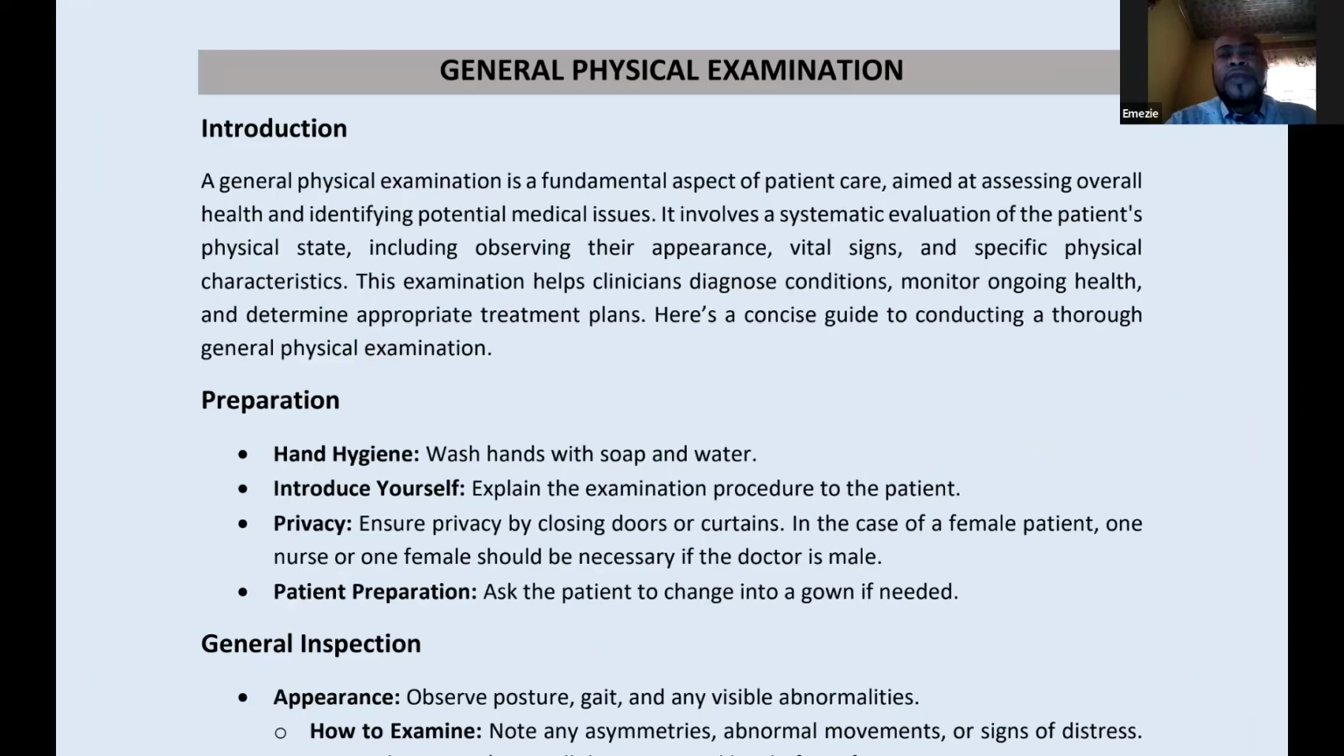Okay. So general physical examination is a fundamental aspect of patient care, assessing overall health and identifying potential medical issues. So it is very important. These examinations are very important because I must tell you, in some patients that will come to you as a paramedical personnel, as a physician assistant, or as a nurse, you may not be able to pick any tangible history. That is the truth. You will ask a patient or patient relative, sir, ma, what is the problem? He says, I don't know. He's not feeling fine.